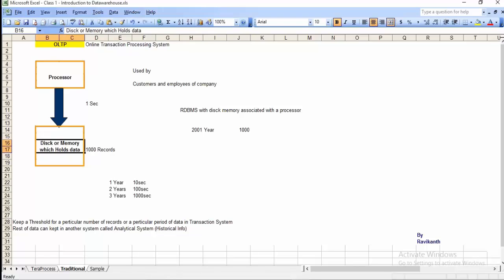Because the traffic in your database is very low, if any customer performs a transaction, let's assume it takes only 1 second per transaction. Are you understanding? You are following with me.